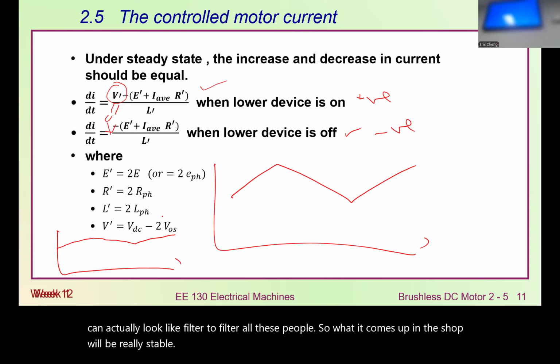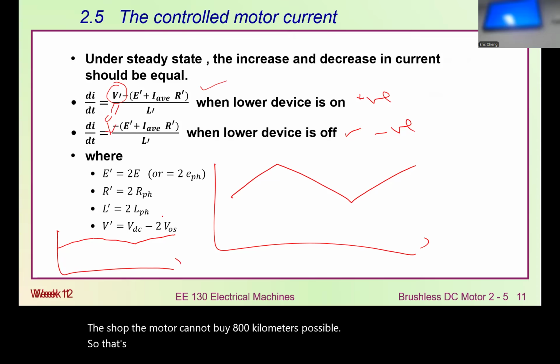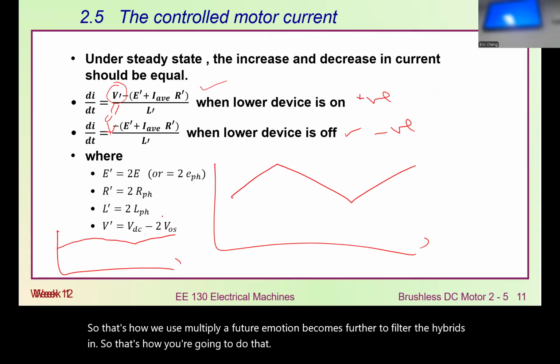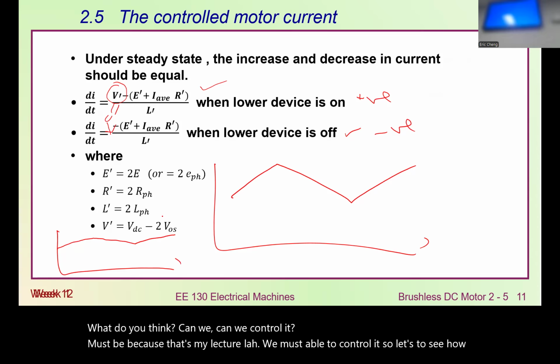Because once you use high frequency, the ripple will be really, really high frequency. For instance, at 100 kilohertz, the shaft, the motor cannot vibrate at 100 kilohertz, impossible. So the motor becomes more like a filter to filter out the high frequency. That's how we're going to do that. So now the question is, can we control the average current by using this method? What do you think? Can we control it? Must be, because that's my lecture. We must be able to control it. So let's see how we work out the average in here.